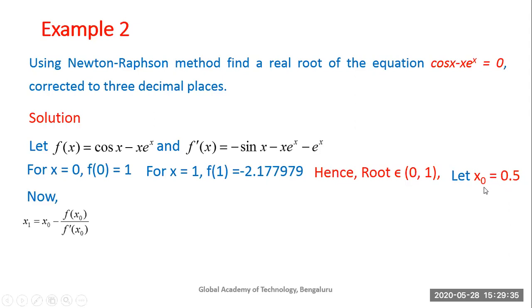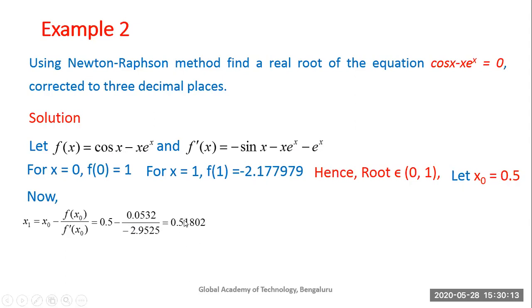Now calculate x1 using the Newton-Raphson method, which is x naught minus f of x naught by f dash of x naught. So x naught is 0.5, f of x naught is, putting x equal to x naught here, cos 0.5 minus 0.5 into e power 0.5. Find f dash of x naught: minus sin 0.5 minus 0.5 into e power 0.5 minus e power 0.5, you get minus 2.9525. This comes as 0.51802.